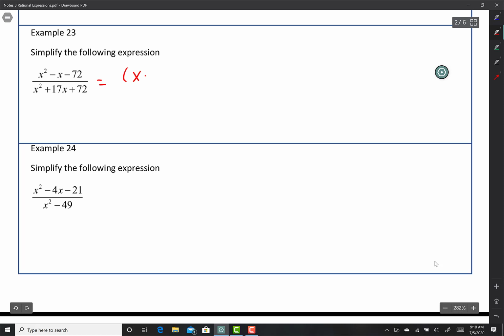So here we go. We said x minus 9, x plus 8. The reason why I chose the 9 to be negative is because I need them to sum to a negative 1, so the negative has to be the larger magnitude number. And on the bottom, it's going to be x plus 9, x plus 8.